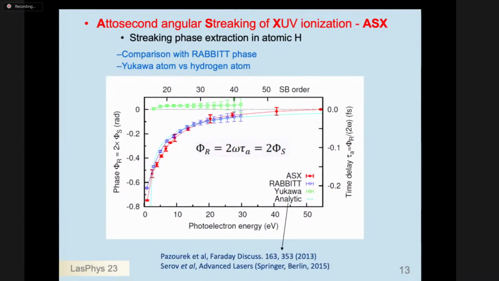which works fine for hydrogenic targets. And if we screen the Coulomb phase of the hydrogen atom, we get something which is known as a Yukawa atom, and both the rabbit phase and the streaking phase all but disappear, which shows the Coulombic origin of the streaking and rabbit phases. And interestingly, the rabbit phase and time delay are negative in a Coulombic system. So it's not time delay, it's actually time advancement.